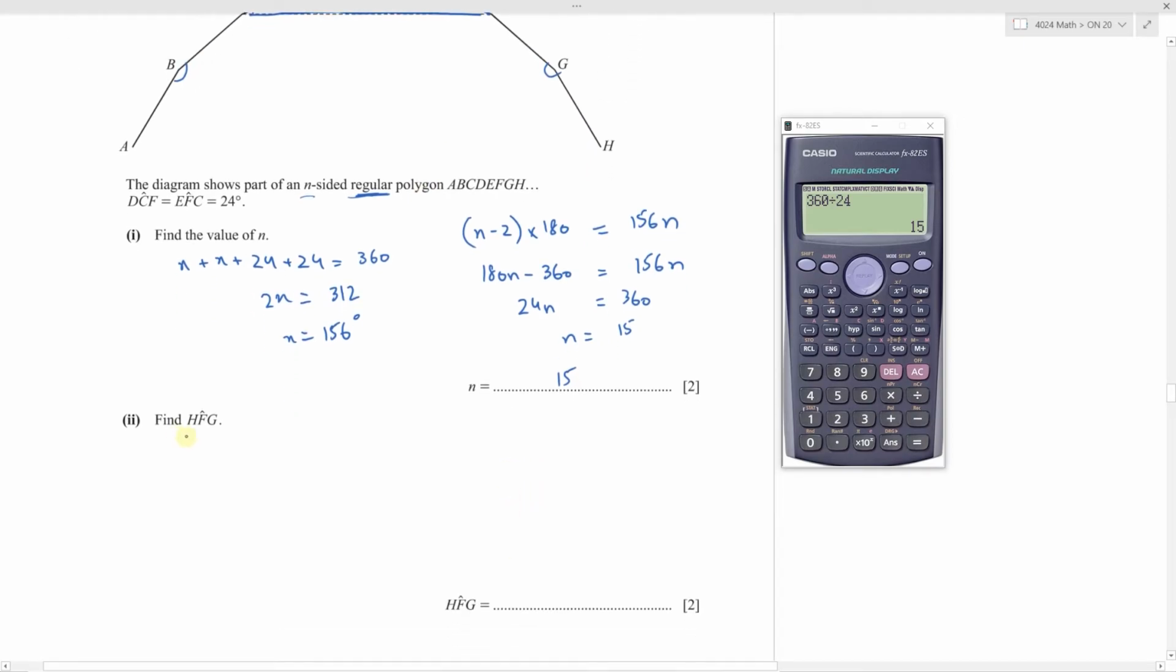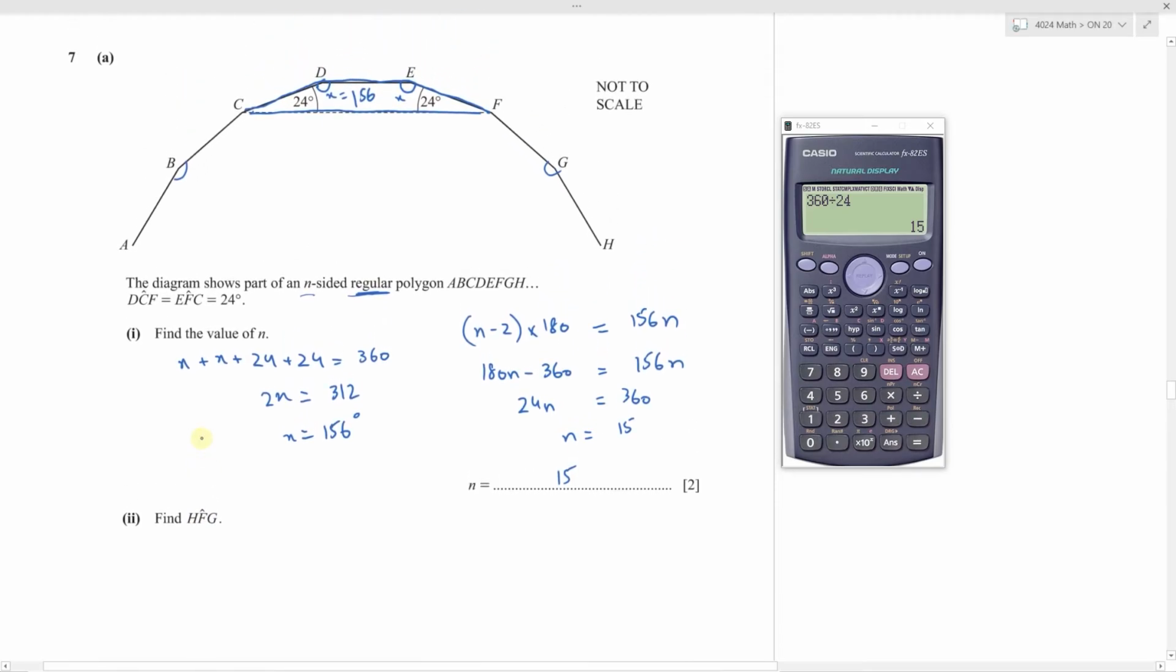The next part is find angle HFG. So let me erase this. HFG. So this angle would be, if I draw a straight line from H to F. Let me try that again. So this is the angle that you need to calculate.